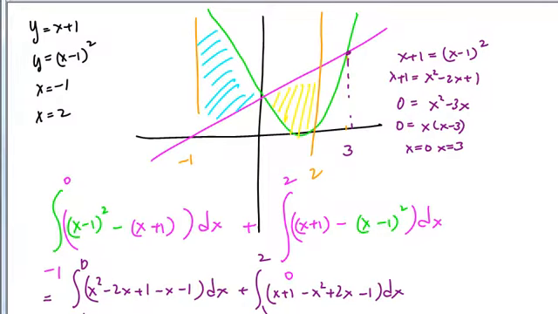So we're going to graph these functions. We'll start with the straight line, which I've done in pink. Then it's a parabola that's moved to the right one, which I've done in green. I've got my vertical lines, x equals -1 and x equals 2.